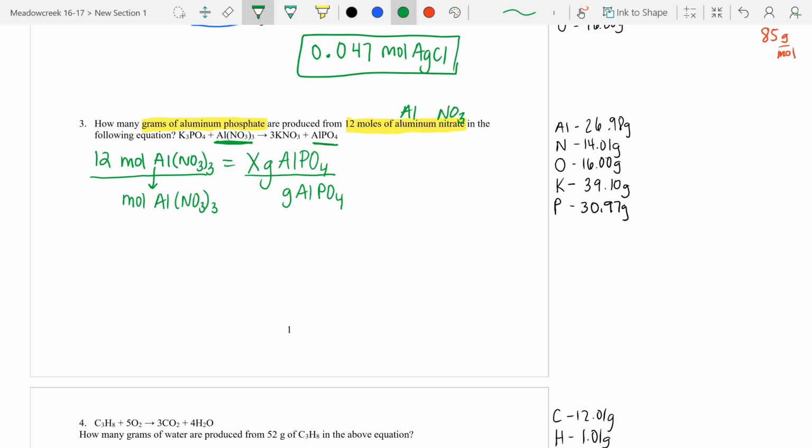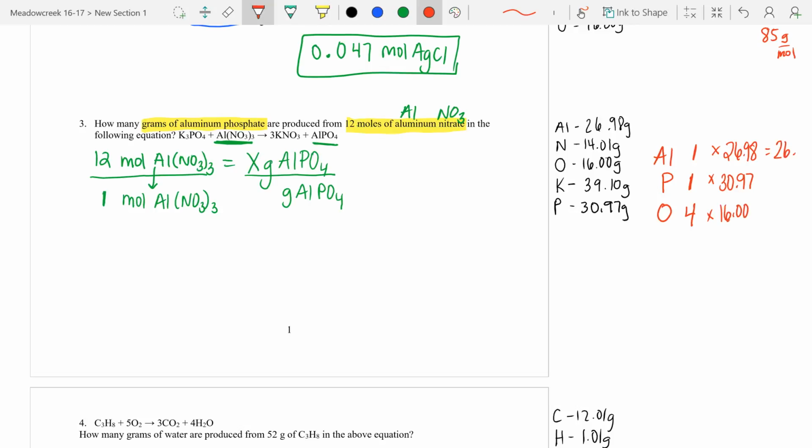Now, because I have moles, I'm going to write the number 1 here. And because I have grams, that tells me I'm going to need to calculate molar mass again. So I have aluminum, phosphorus, and oxygen. I have 1 of these, and I have 4 oxygens. So I need to multiply them by their mass on the periodic table. Aluminum is 26.98, phosphorus is 30.97, and oxygen is 16.00.